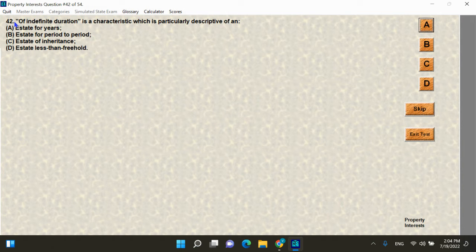Number 42. Indefinite duration is a characteristic which is particularly descriptive of A. Estate for years, B. Estate from period to period, C. Estate of inheritance, D. Estate less than freehold.